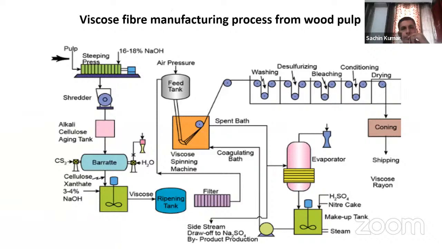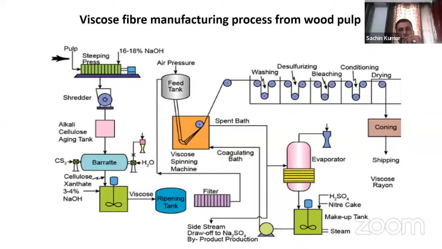So this is the manufacturing process. We have wood pulp. We steep it in an alkali, then squeeze it and shred it into smaller pieces. It is converted into alkali cellulose. During the aging process, depolymerization of this fiber takes place. Then we use carbon disulfide gas that converts the cellulose into cellulose xanthate, which is easily soluble in 3 to 4% sodium hydroxide solution. Then the solution ripens, we filter out the undissolved component, and ultimately we spin it using a wet spinning technique and get a filament by washing and depolymerization. So this is the process of how we can obtain a fiber from wood.